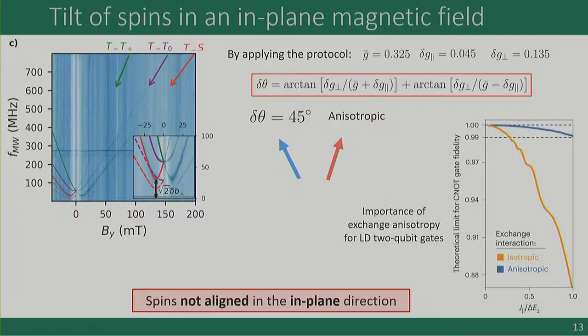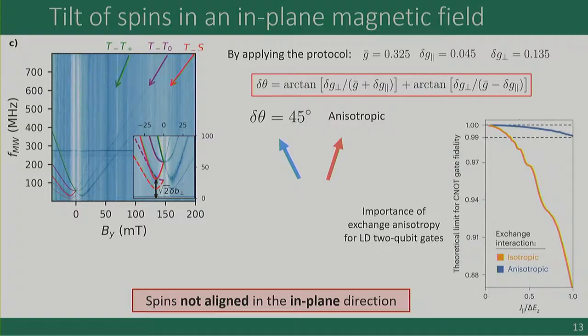So it has been predicted in this paper that basically if you have an anisotropic exchange interaction, that means a large tilt, the fidelity of 2-qubit gates might be larger for a C0 gate. So in this case, our spins are not aligned when our magnetic field is pointing in plane, in the direction of the chip. Now the second question: our spins are not aligned, can we control this tilt?